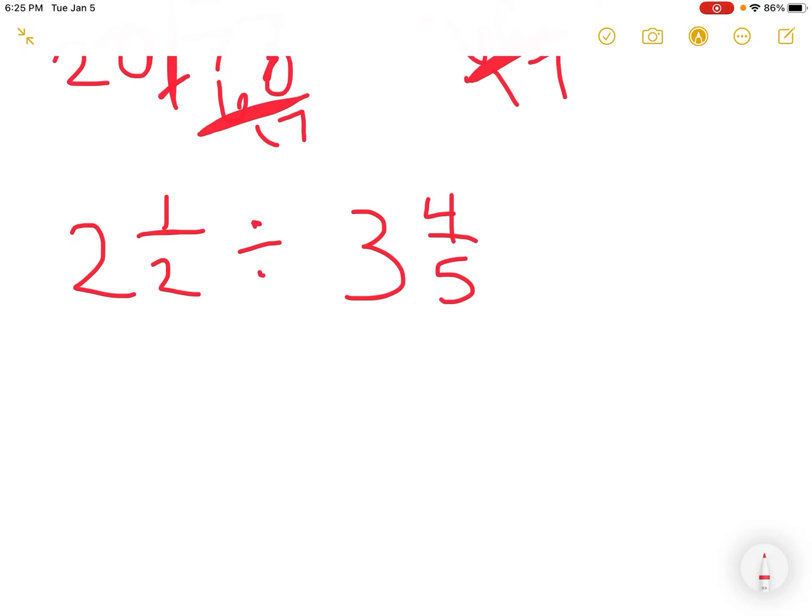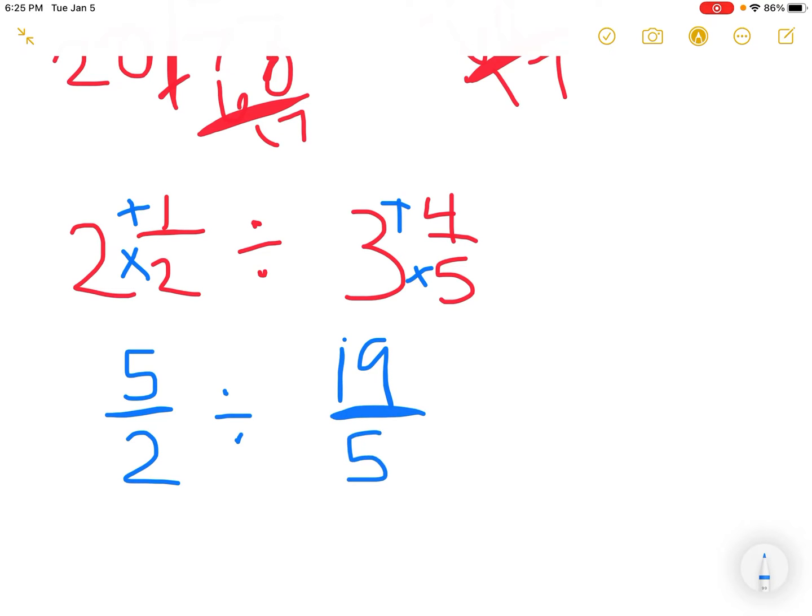Just like with multiplying mixed numbers, with dividing mixed numbers, you also need to turn them improper before you begin. And that's the first thing you need to do is turn them improper. So let's do that now. 2 times 2 is 4, plus 1 more is 5. So my first fraction turns into 5/2. 5 times 3 is 15, plus 4 more is 19. So my second fraction turns into 19/5.